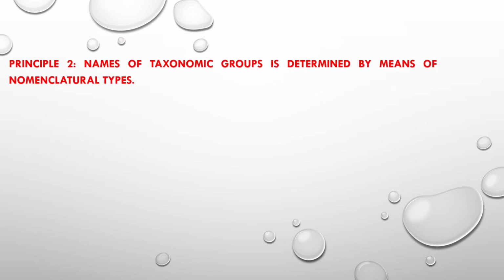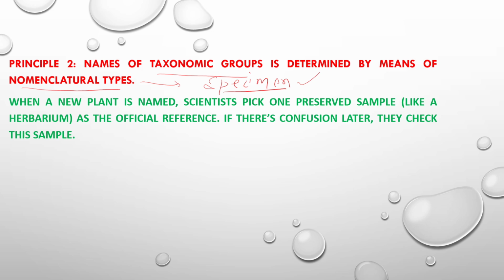Now coming to the second principle. It says that the name of a taxonomic group is determined by means of a nomenclature type. The name of a taxonomic group means the name of any species, genus, family, order or class, and it is determined by a nomenclature type. A nomenclature type is actually a specimen. So every name will be determined by a nomenclature type, or you can say determined by a specimen.